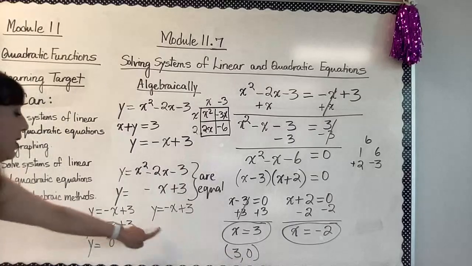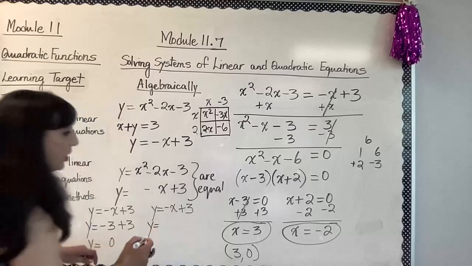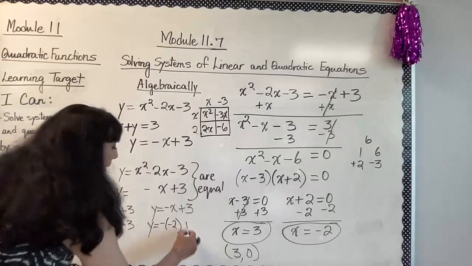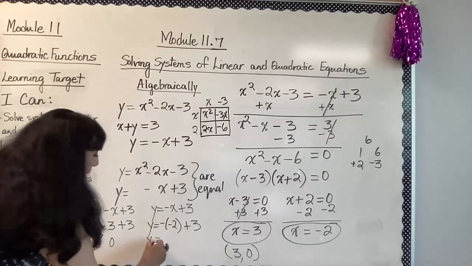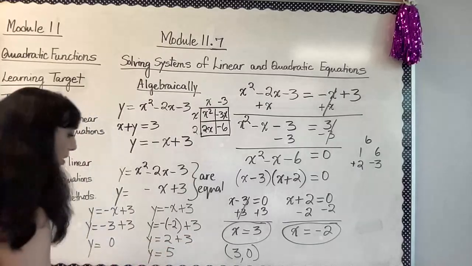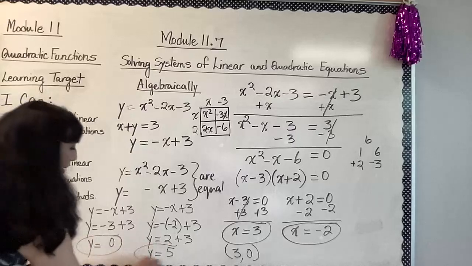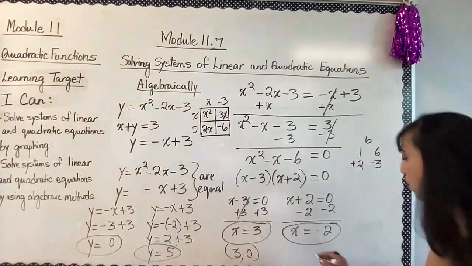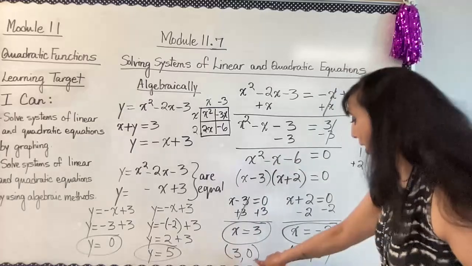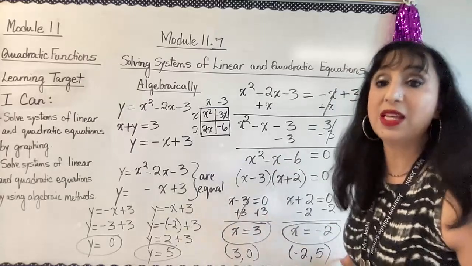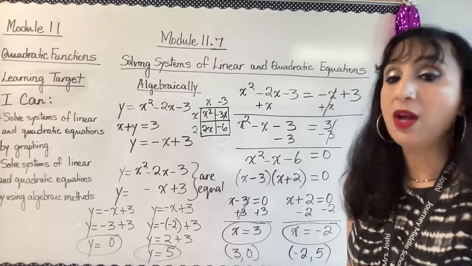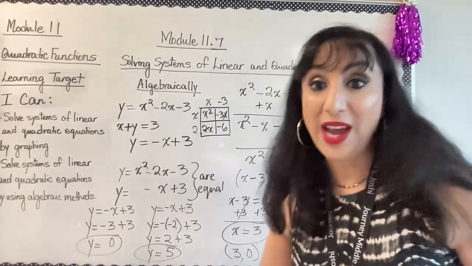Okay, and then I look at the next one and I say y is equal to, and I have -2, because negative x plus 3. This gives me 2 plus 3, and so y is equal to 5. So here is my other solution, because I'm trying to calculate what would y be. So if this is -2, my y is 5. And I have 2 solutions. That means if I graph it, my graph is going to intersect at 3, 0 and -2, 5. So let's go ahead and look at the graph.